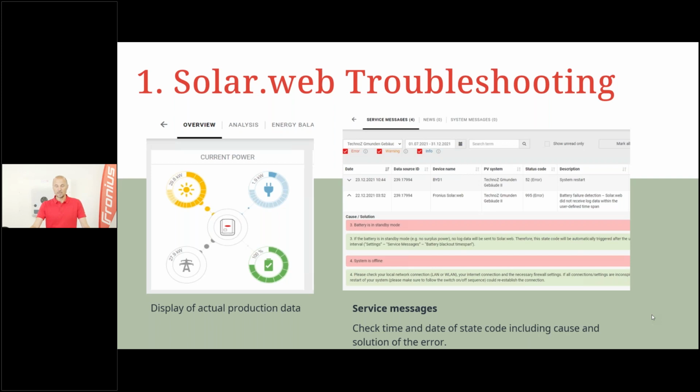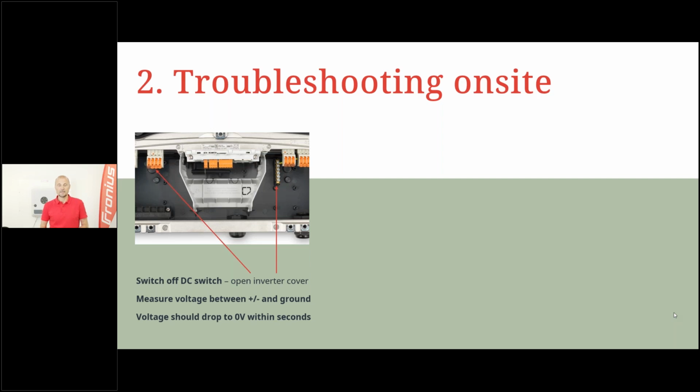Basically, if the inverter is not running and you see this error state code, then you need to go on site. The first thing you need to do is switch off the DC switch on the inverter, open the housing, of course, and then make the voltage measurement. In this case, I would also recommend disconnecting the DC cable, or on the Gen 24, you can just remove the Wago clamp and measure between plus and ground and minus and ground.